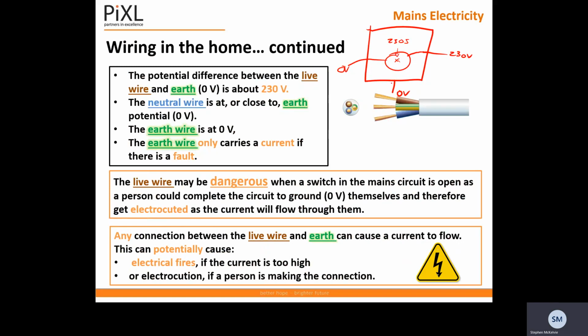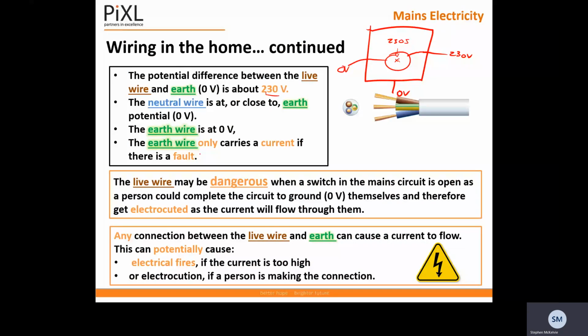But if my live wire was to connect to my earth wire, then there would be 230 volts of potential difference between them. The neutral wire is at or very, very close to 0 volts because all the energy has been transferred to my component. The earth wire itself is at 0 volts because it's only used in an emergency. The earth wire only carries current if there is a fault.